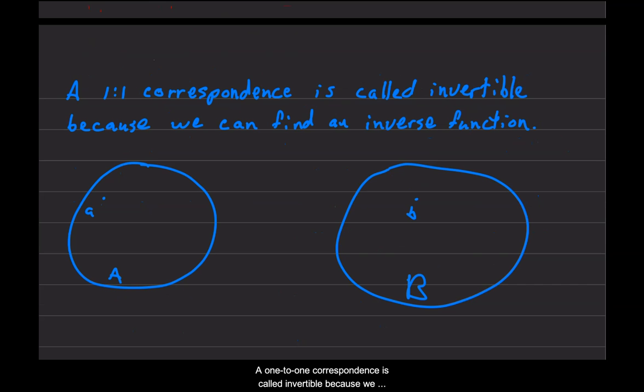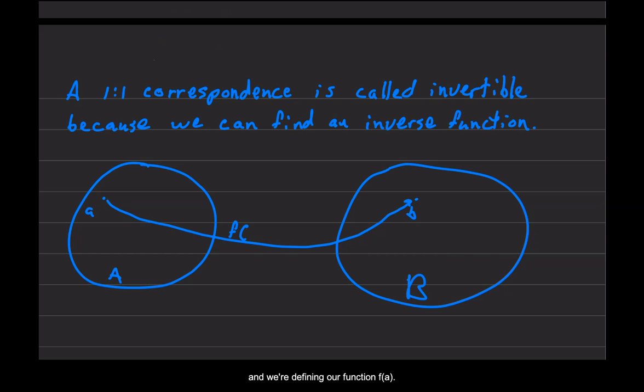A one-to-one correspondence is called invertible because we can find an inverse function. Next, we have a graphic that shows the mapping from set A to set B. So I have a circle for set A with a point a in it, a circle for set B with a point b in it, and normally we see a line drawn from a pointing to b, and we're defining our function f(a). So you take element a, apply function f to it, and you get b, which means b is equal to f(a).